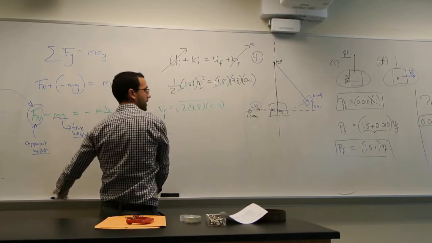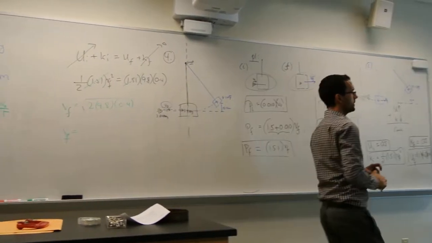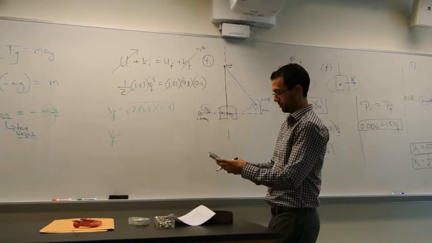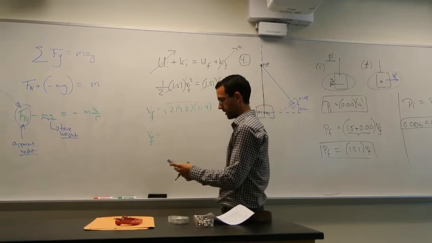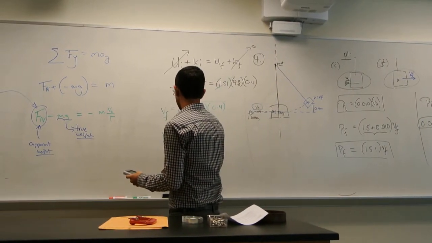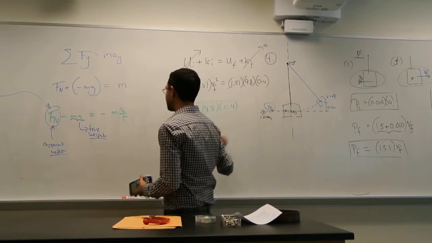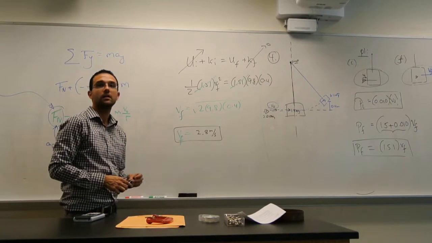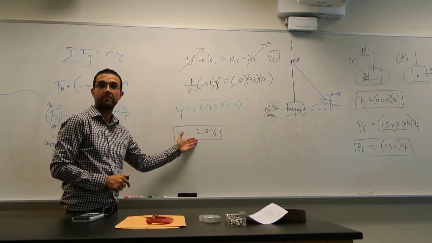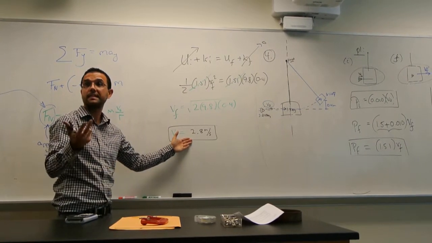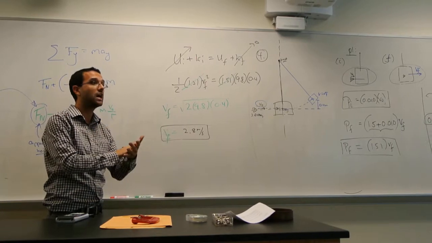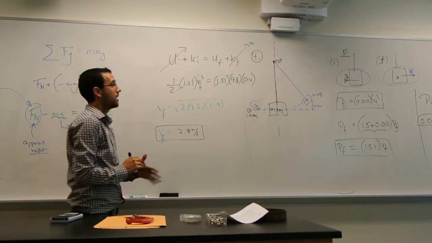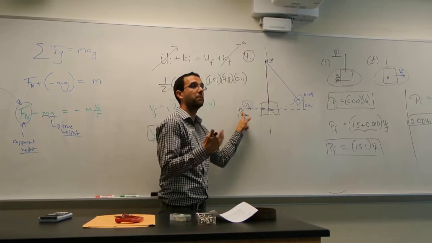All right, so let's see what I get for that. That's going to be 2 times 9.8 times 0.4, and then we take the square root of that. 2.8 meters per second. Now, question, is that the initial speed of the bullet? What does VF represent? The final, or the impact speed. So basically that is the velocity right after the collision occurs. But that's not the velocity of the bullet before the collision.